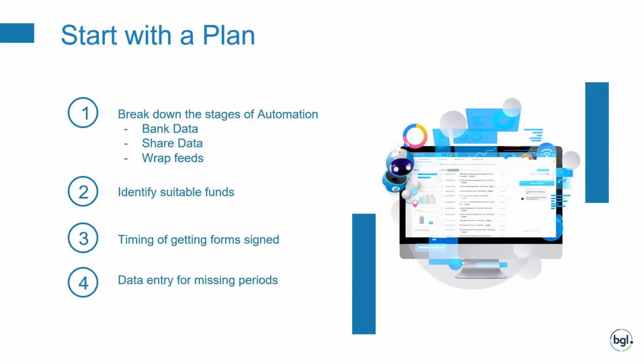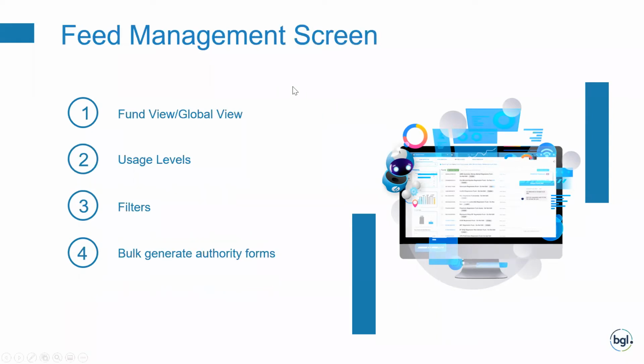It was definitely in separate stages. So today's webinar is obviously around the bank data. Once you've broken down the stages, the first step is going to be to identify suitable funds for the bank data. It's also important to consider the timing of getting forms signed, and we'll cover a bit more about that when we do the setup and then the smart docs section and the data entry for missing periods. That will also be covered in the smart docs section. So we'll jump over to the next screen, which is the feed management screen.